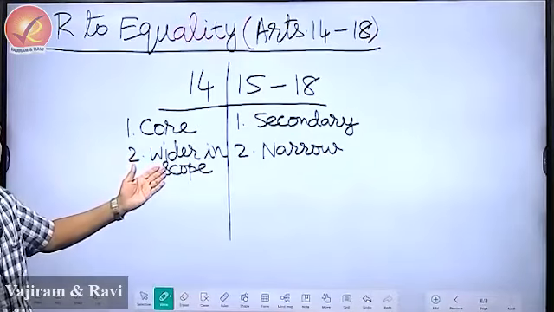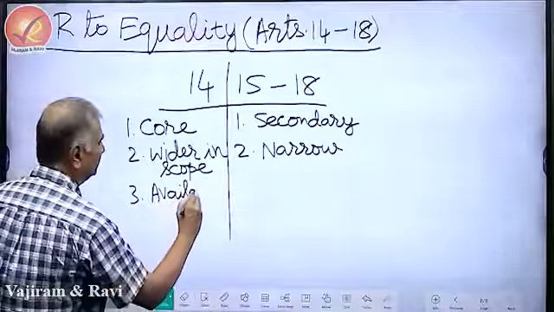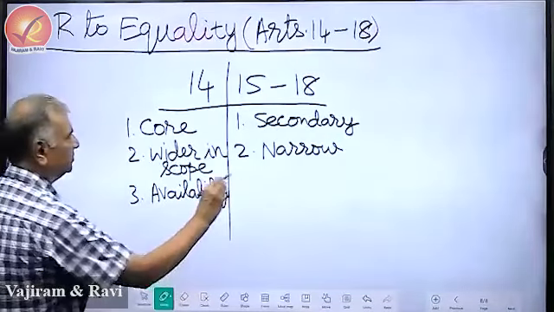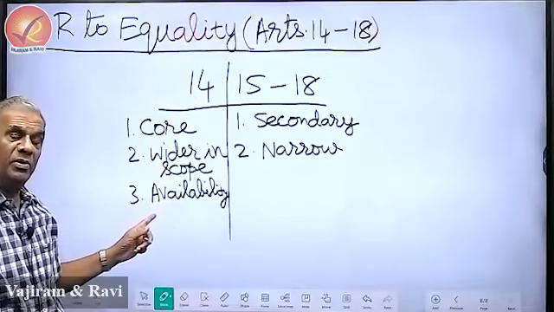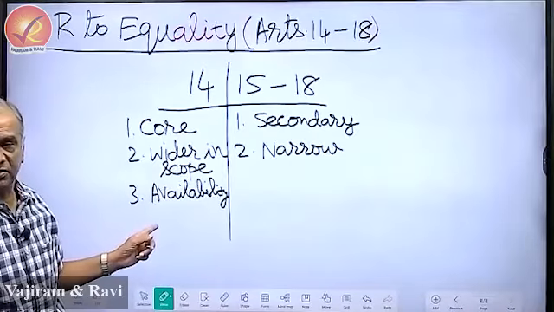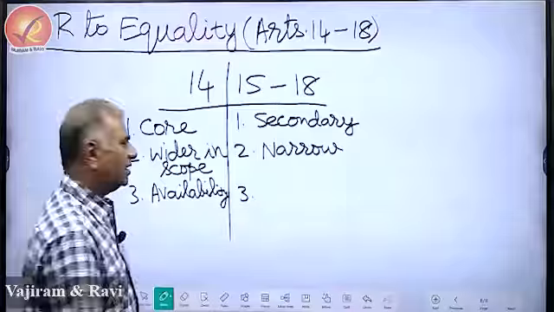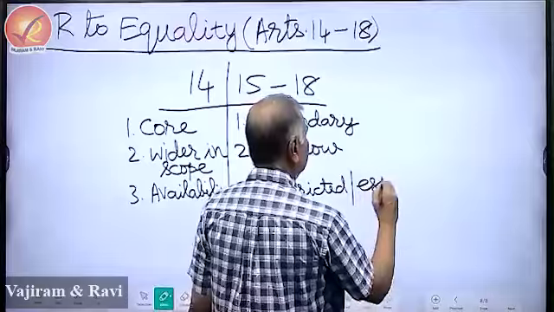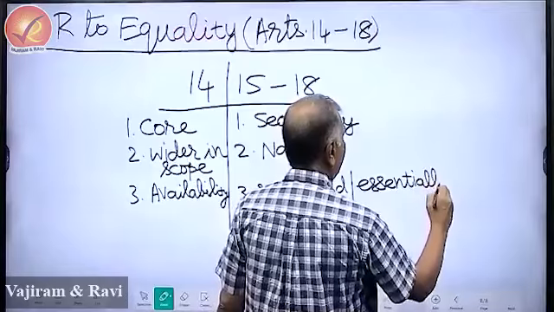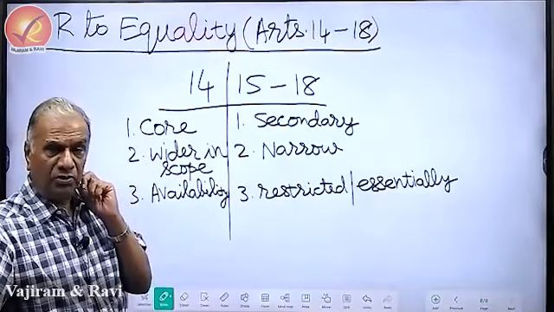In what respect is Article 14 wider in scope? It is wider in scope in terms of availability. How? Because Article 14 is available to all individuals, both citizens and non-citizens. Even non-citizens enjoy this, whereas Articles 15 to 18 are restricted in their availability. They are essentially related to citizens, essentially applicable to citizens only.